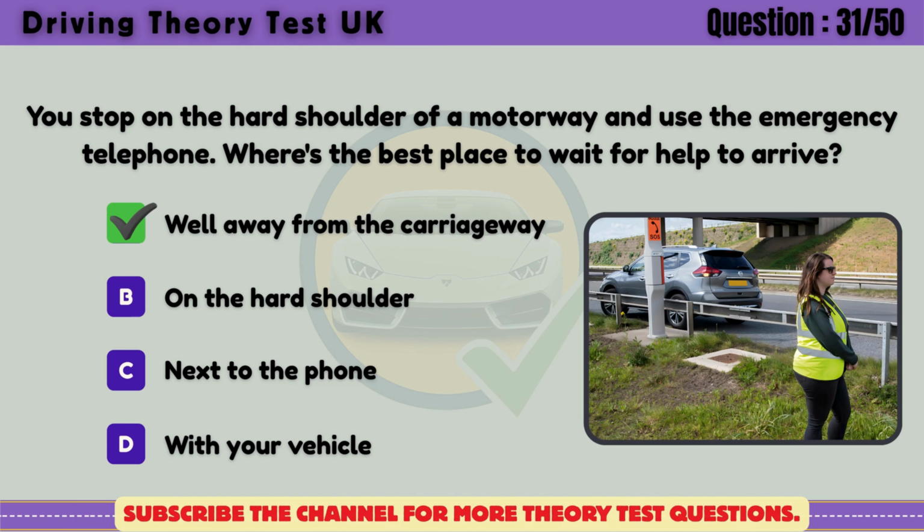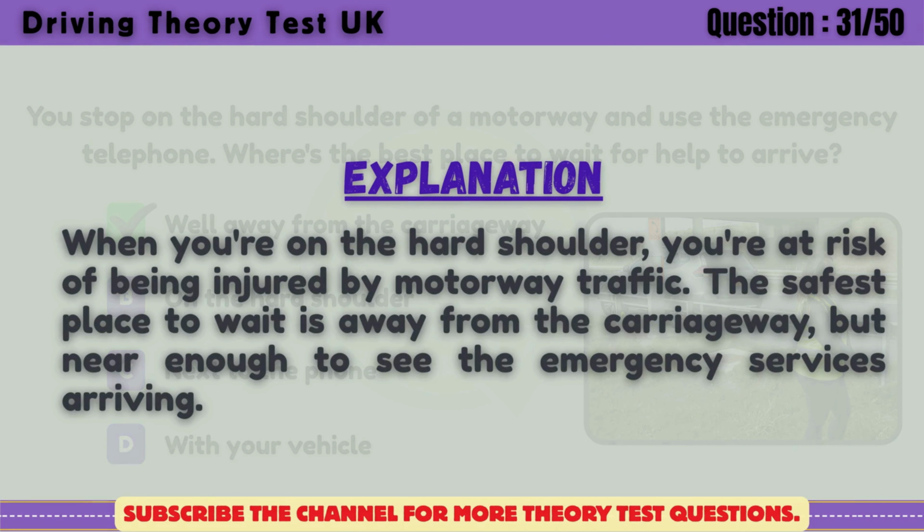Answer is A. Well away from the carriageway. When you're on the hard shoulder, you're at risk of being injured by motorway traffic. The safest place to wait is away from the carriageway, but near enough to see the emergency services arriving.